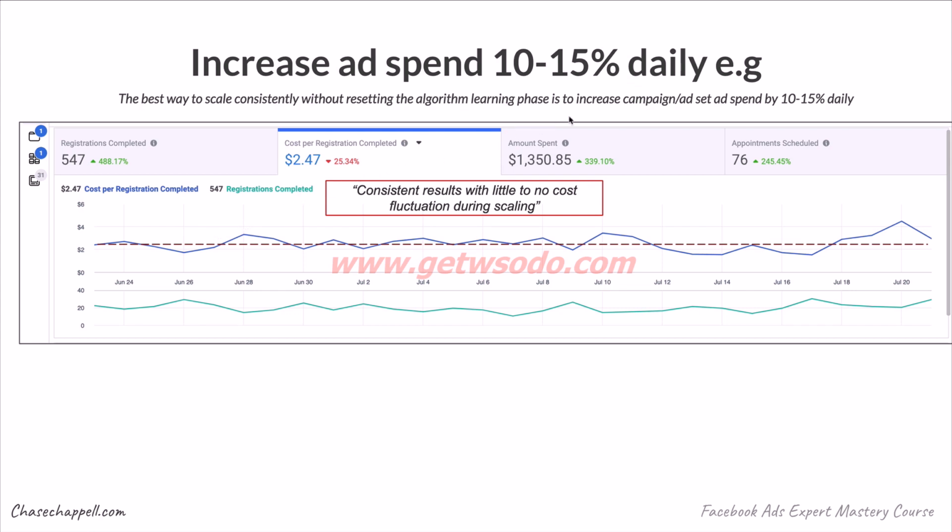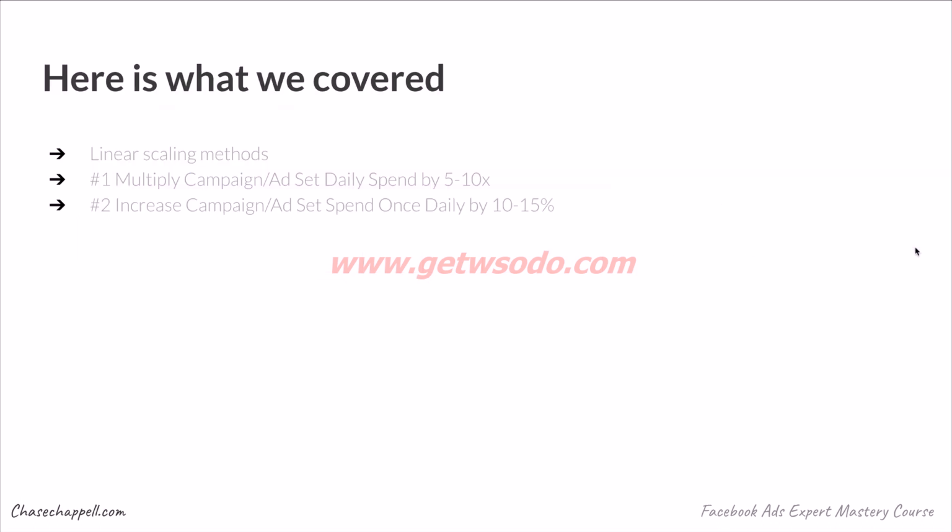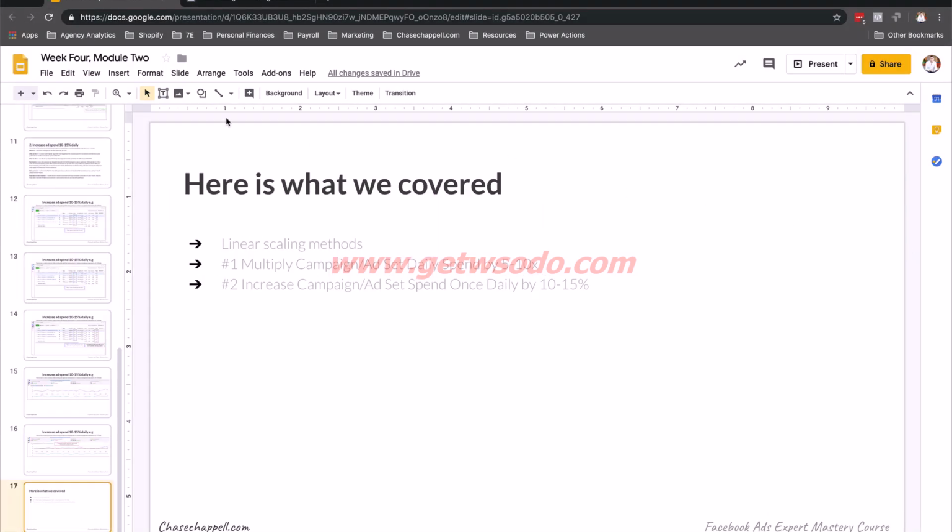His spend is going up like this, but his cost per result is remaining the same because he's able to bypass the reset of the algorithm, which is really efficient and nice. And that allows you to remain super consistent and find your best performing audience and scale it over time. And here's what we covered today. And I'm also going to show you how to do your 10 to 15% daily.